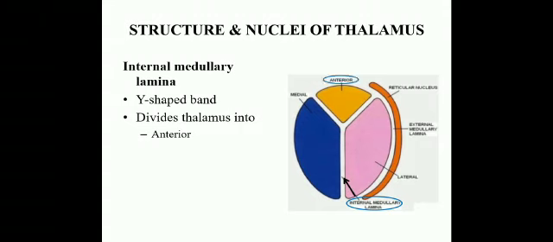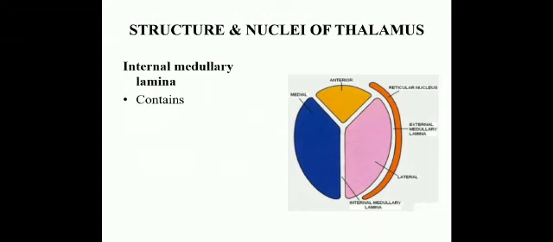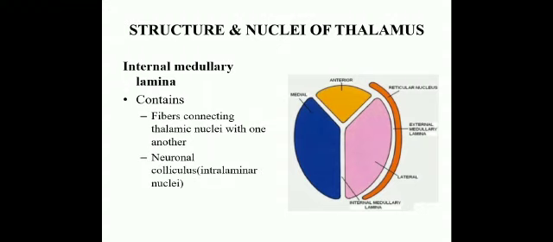It divides the thalamus into anterior, medial and lateral nuclear groups. Here we can observe the anterior in yellow color, the medial in blue color, and the lateral group depicted in pink color. The internal medullary lamina contains the fibers connecting the thalamic nuclei with one another. Then the intralaminar nuclei are present here. Here you can see the internal medullary lamina.